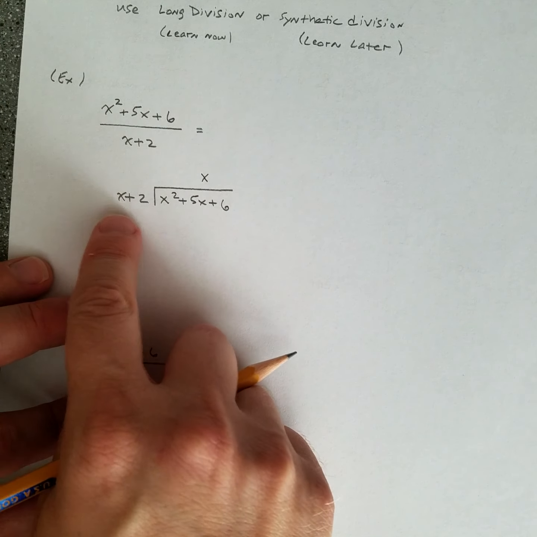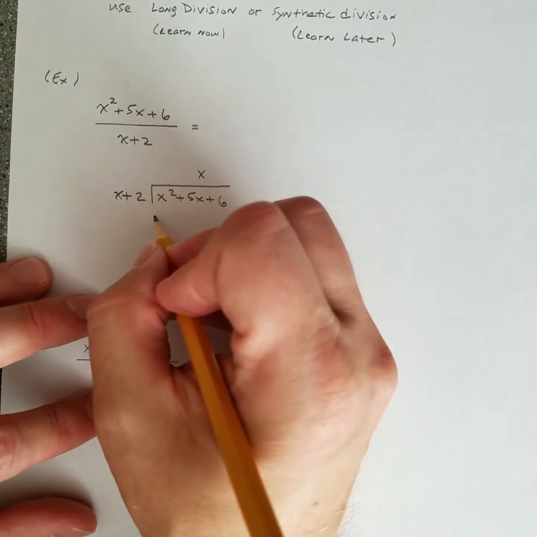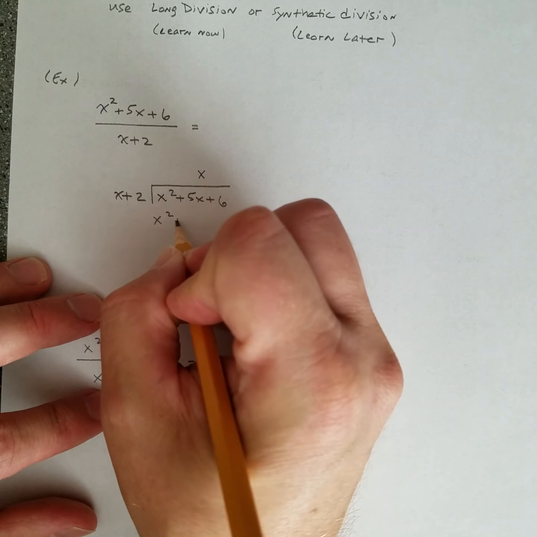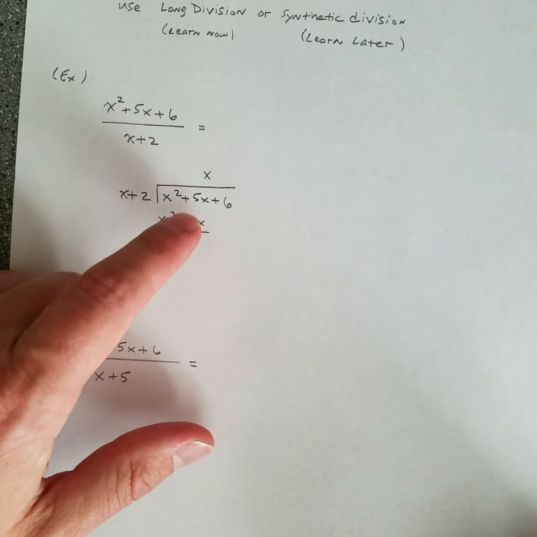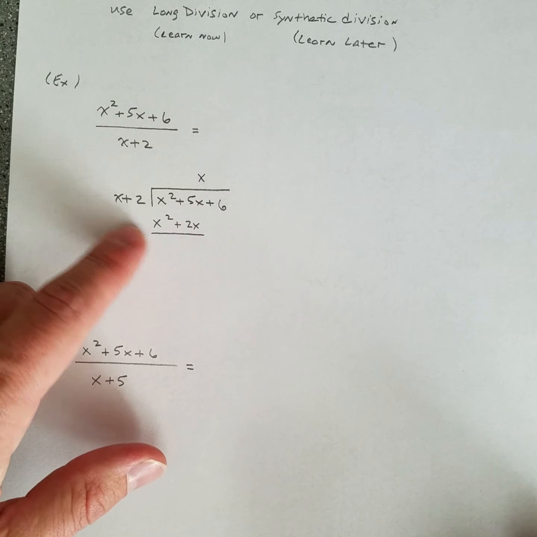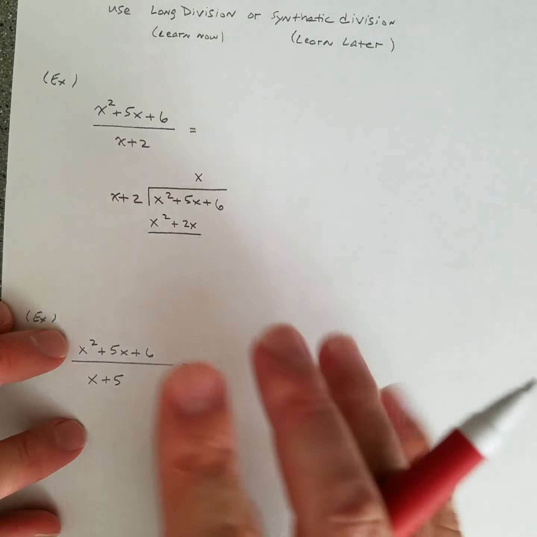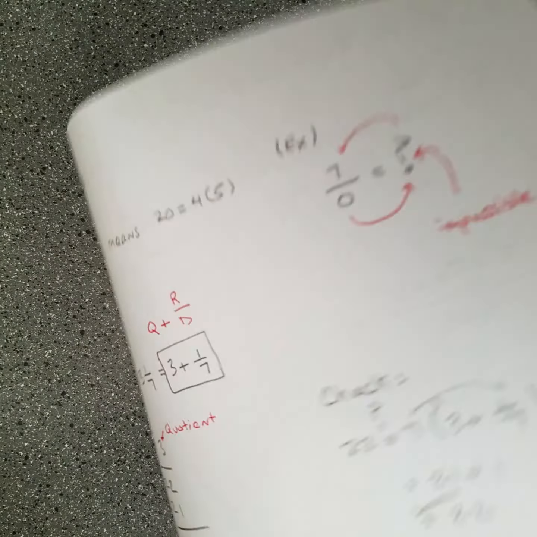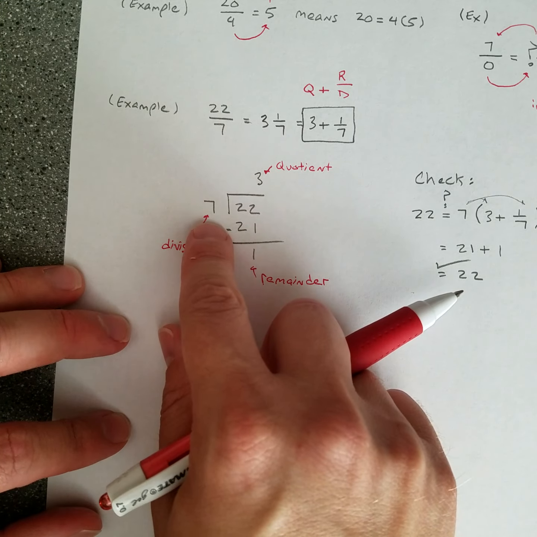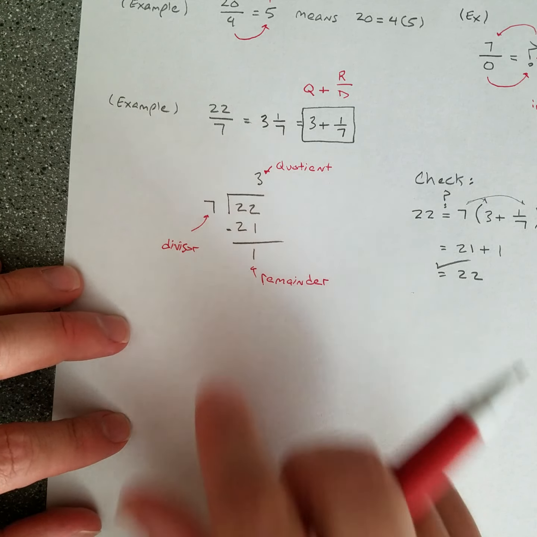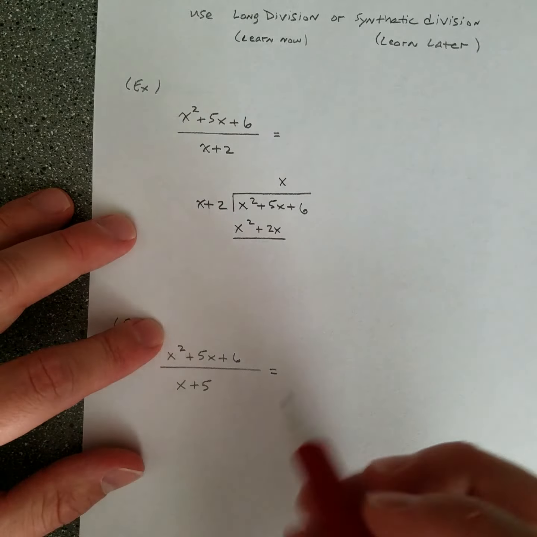What's x times x plus 2? You choose it, you multiply it. x squared plus 2x. Okay? So I chose, I multiply by this, I get there. Now I've got an analogy here. I said it's just like how we do this. We chose the 3, we multiplied by the 7, and we subtracted. So I've got to subtract that stuff from that.